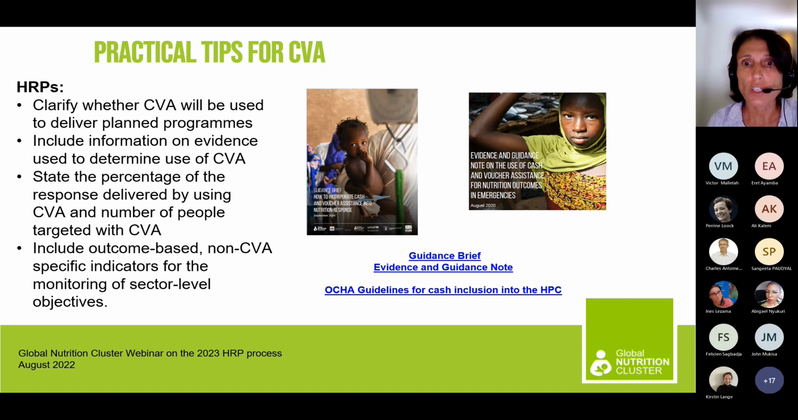And state the percentage of the response delivered by using CVA. It's always good to see, among all the activities that you have been delivering, what is the percentage of activities delivered by using CVA. And for the nutrition program more specifically, it's good to keep outcome indicators, but for our own sector, we don't have to change everything on CVA. It's important to inform the CVA how much they contribute to deliver our sector, but we don't have to change all our indicators into CVA specifically.